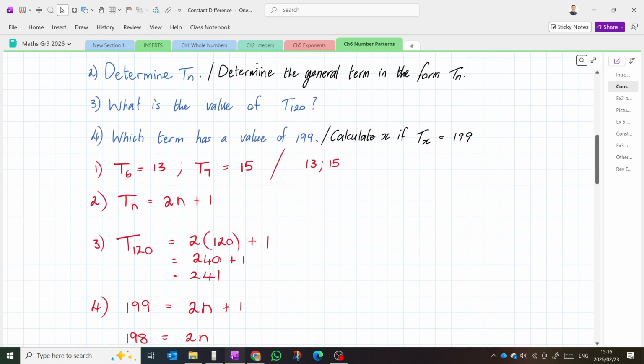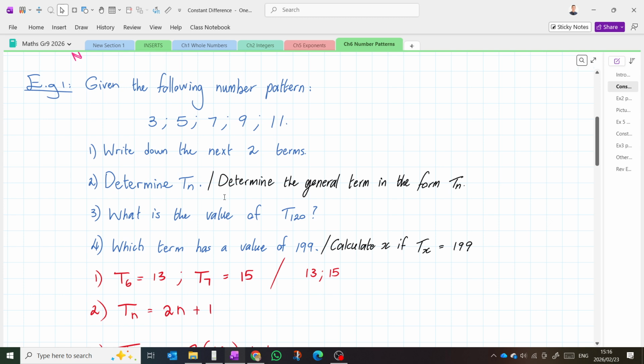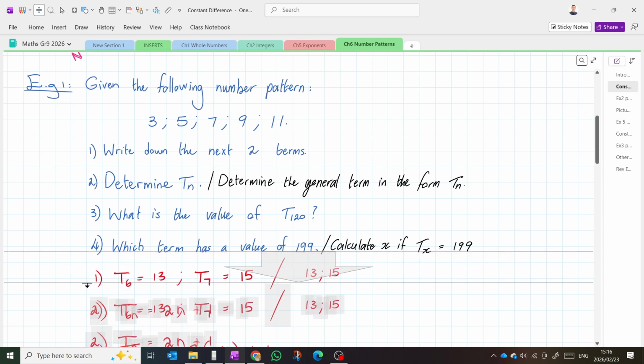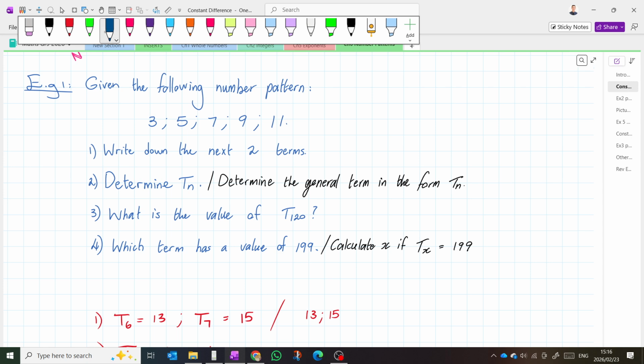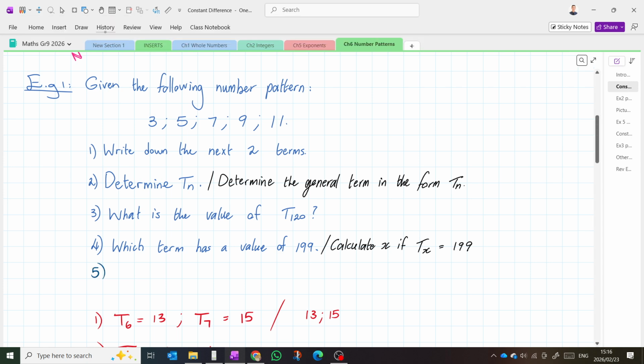There is one question I have not added here, which I'm actually going to add right now, which I can also ask you, and that is describe the number pattern in words. Let's call it the 5th one.